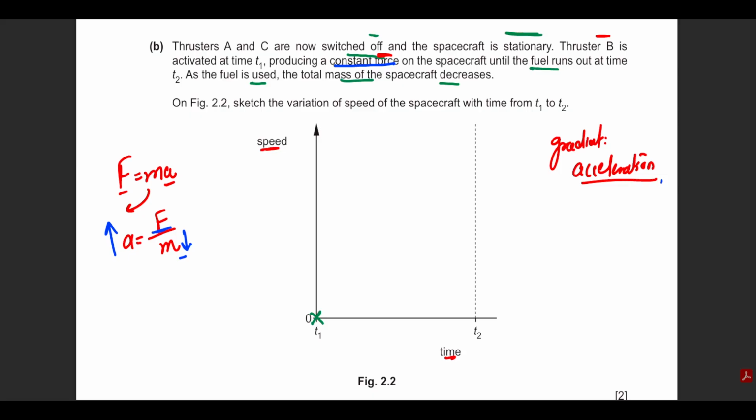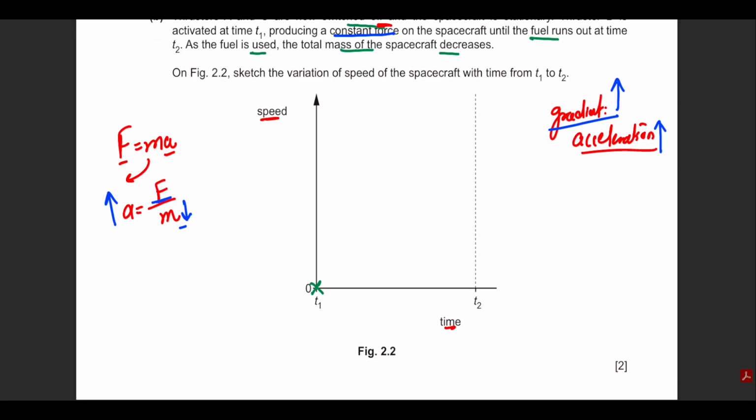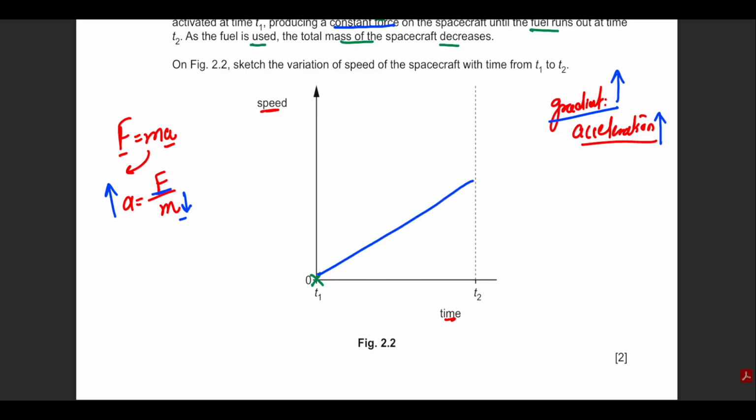So if the acceleration is increasing, then the gradient should also be increasing. I could have drawn a line straight like this, but the problem with this line is that one aspect is complete. That is, the speed is increasing with the passage of time. That's accepted, that's fine. But the other problem is that the straight line shows us that the gradient is constant. We just figured out that the gradient cannot be constant because it represents acceleration. According to this equation, it shouldn't be. So the line would look something like this.